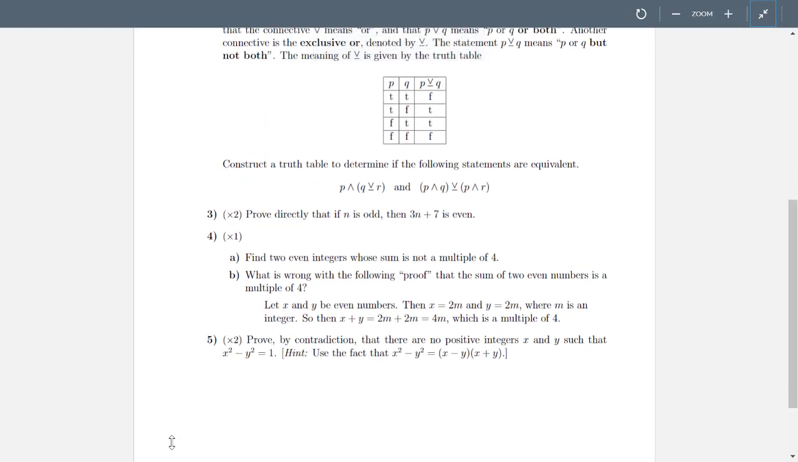So the proof says let x and y be even numbers, then x is 2m and y is 2m, where m is some integer. So then x plus y is 2m plus 2m. 2m plus 2m is 4m. 4m is a multiple of 4. So we know that there's something wrong with that proof because the statement's not true. So we just want to point out the error. There's a flaw in the logic, and we want to figure out where it is.